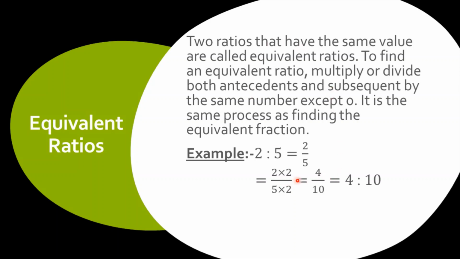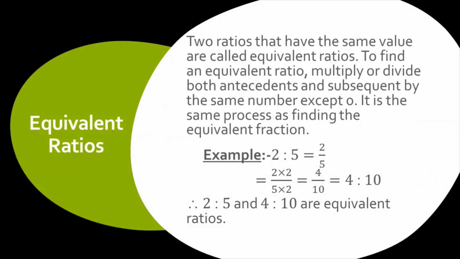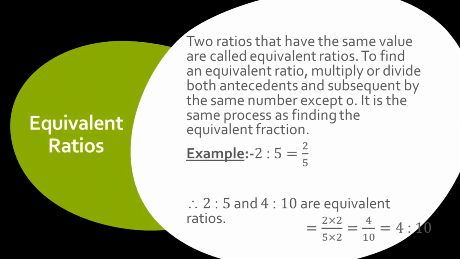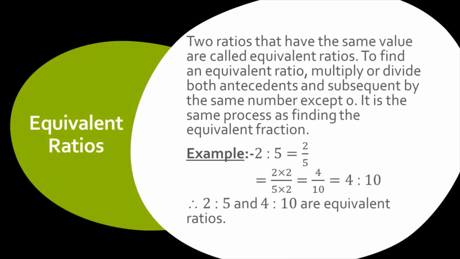After that, 2 multiplied by 2 is 4, and 5 multiplied by 2 is 10. So from the fraction we can write the ratio 4:10. So these are equivalent ratios. Therefore 2:5 and 4:10 are equivalent ratios. So my dear students, this is the definition of equivalent ratios, this one is the example, and 2:5 and 4:10 are equivalent ratios.